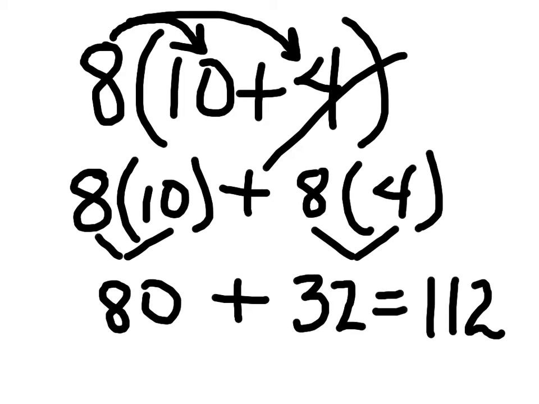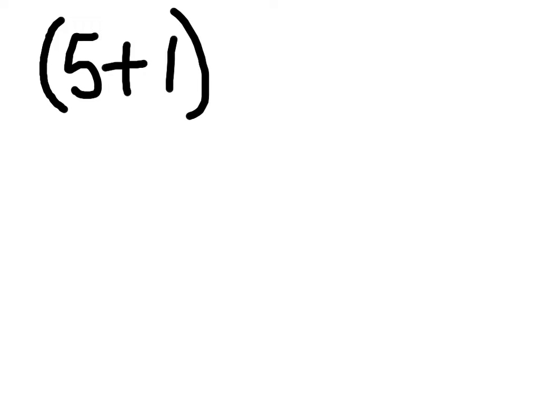Now we've got Check Your Progress. It says rewrite each expression. So check your progress. Rewrite each expression using the distributive property. So here's your first expression, Drew. You have open paren, 5 plus 1, close paren, 9. And we have to rewrite that.